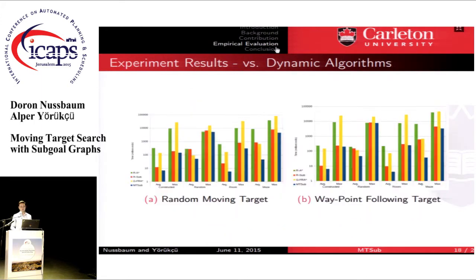The previous slide was showing the results for random moving target, but for the waypoint following target, we are still outperforming all the dynamic algorithms, but we are experiencing a performance degradation all around. This is because a waypoint following target is more likely to move out of its local area, which makes our incremental search less effective.